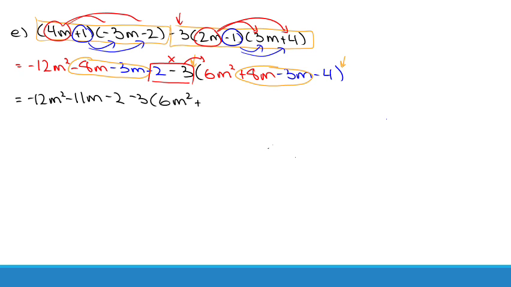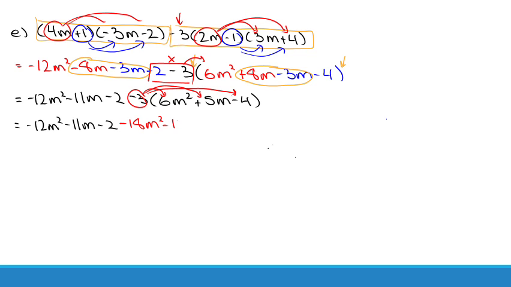6m squared plus 5m minus 4. Okay, so now we can distribute our negative 3 in, and then we can start collecting those like terms. So in the first part, once again, we've already collected as many like terms with these guys as possible. They have to wait till we're done. Now we'll start distributing. So negative 3 times 6m squared is negative 18m squared. Then negative 15m plus 12.